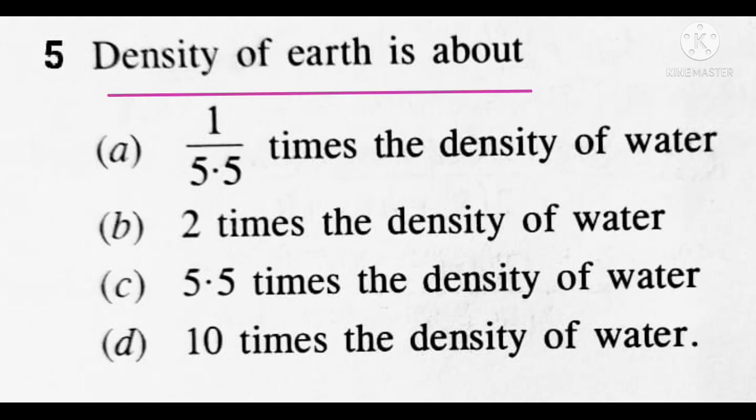Question number 5. Density of Earth is what? A option 1/5.5 times the density of water. B option 2 times the density of water. C option 5.5 times the density of water. D option 10 times the density of water.